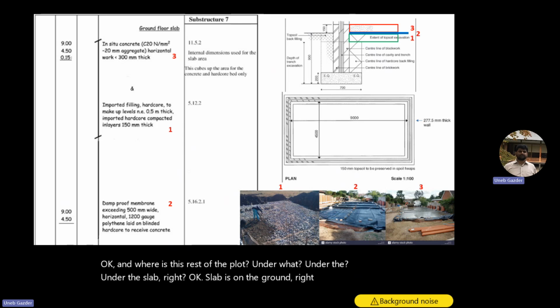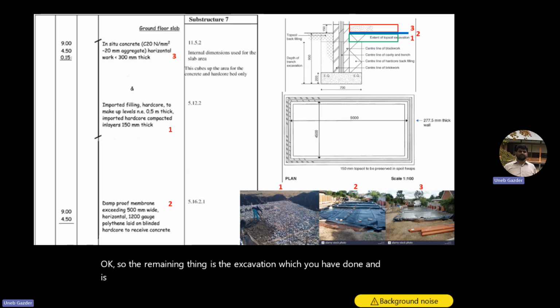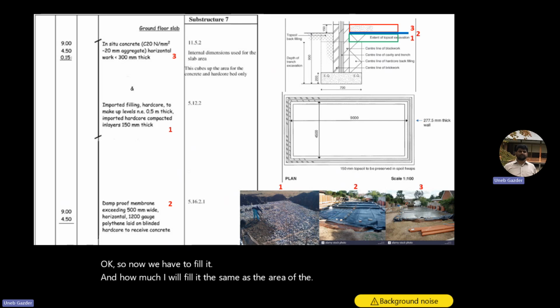And you did excavation to the reduced level. So the excavation which was done for the walls and for the footing, we already filled it. The remaining thing is the excavation which you have done and it is under the slab. So there is nothing under the slab now. So now we have to fill it. And how much will I fill? The same as the area of the slab. So that's why you see the bracketing over here.